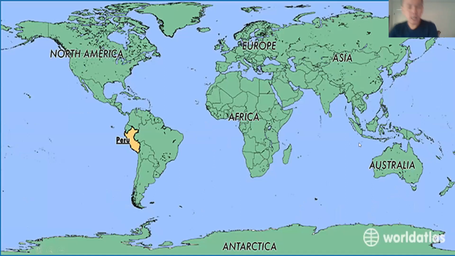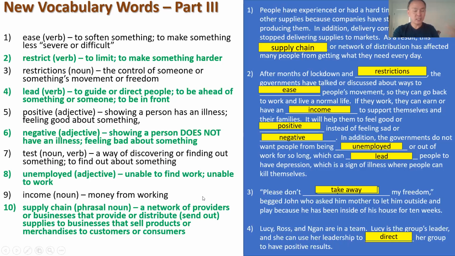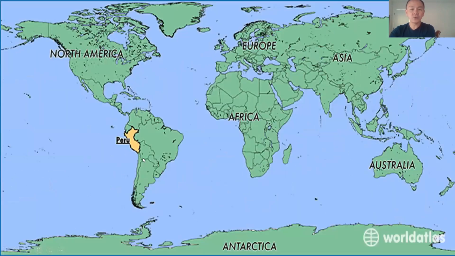Now, I'm going to put the words together as a story to help you understand how you use these words in different situations. So you have ease, restrict, restrictions, lead, positive, negative, test, unemployed, income, supply chain. So you can use these words in different situations. So this is the word map.